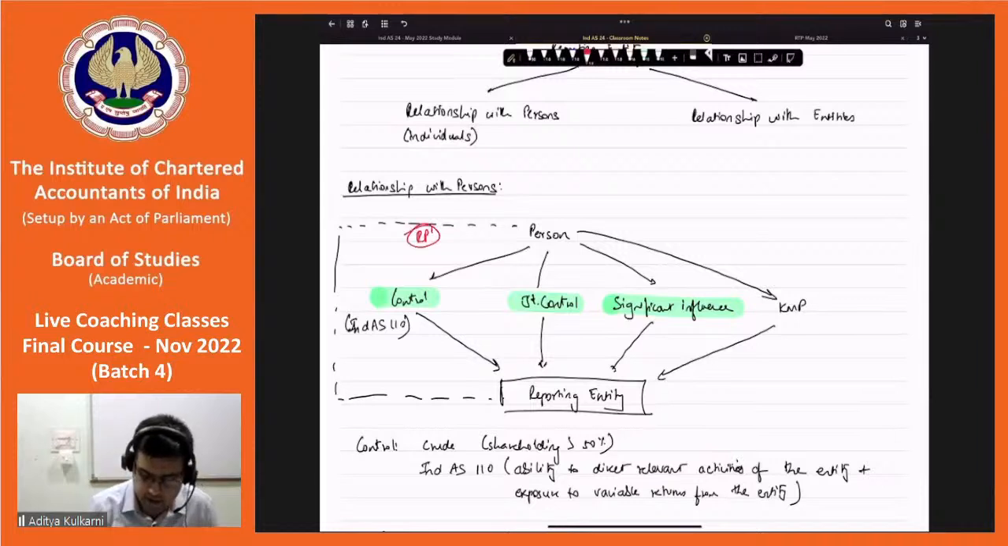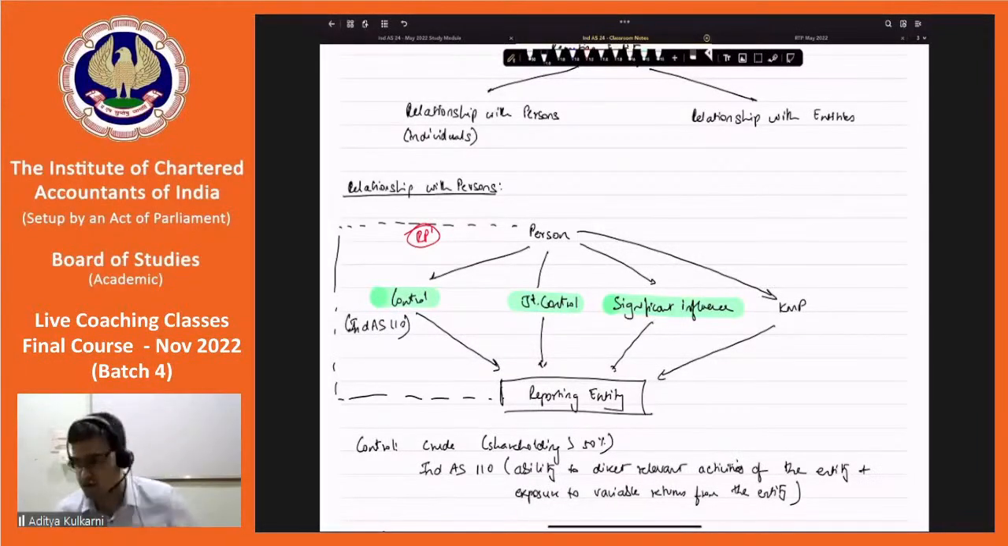These are related parties. Is it okay? Yes. Any doubt so far?